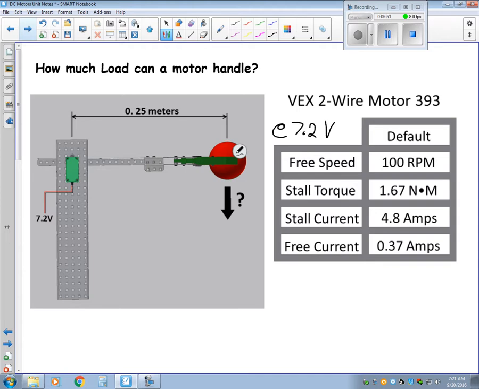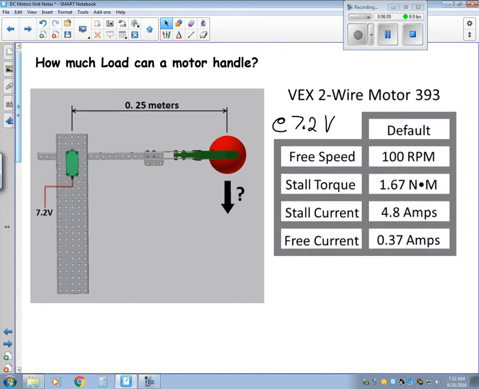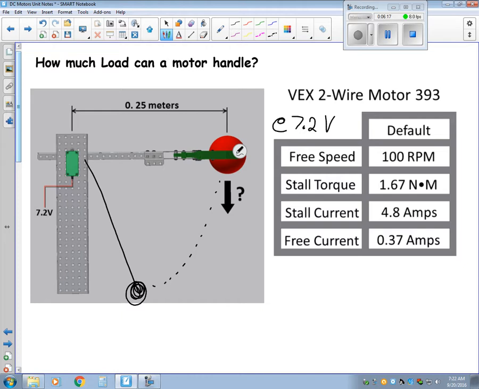So what I want to calculate is how much can this thing lift? The arm is 0.25 meters, and if we think about it, when the arm is all the way down here with that ball, it's going to take very, very little torque to move it. But as it travels up here, it's going to slow down because the torque is going to start increasing.